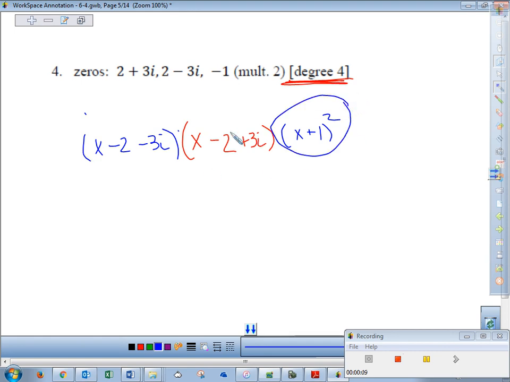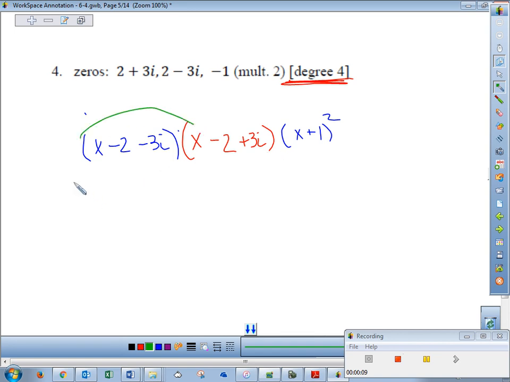This part right here, not a piece of cake. It's going to get nasty. So let's deal with him, and then we'll come back to him later. 3 guys times 3 guys should give you 9 guys right here. X times x, x squared. X times negative 2, negative 2x, plus 3ix, or 3xi, however you want to write it. You know, it's got a 3, it's got an i, it's got an x.